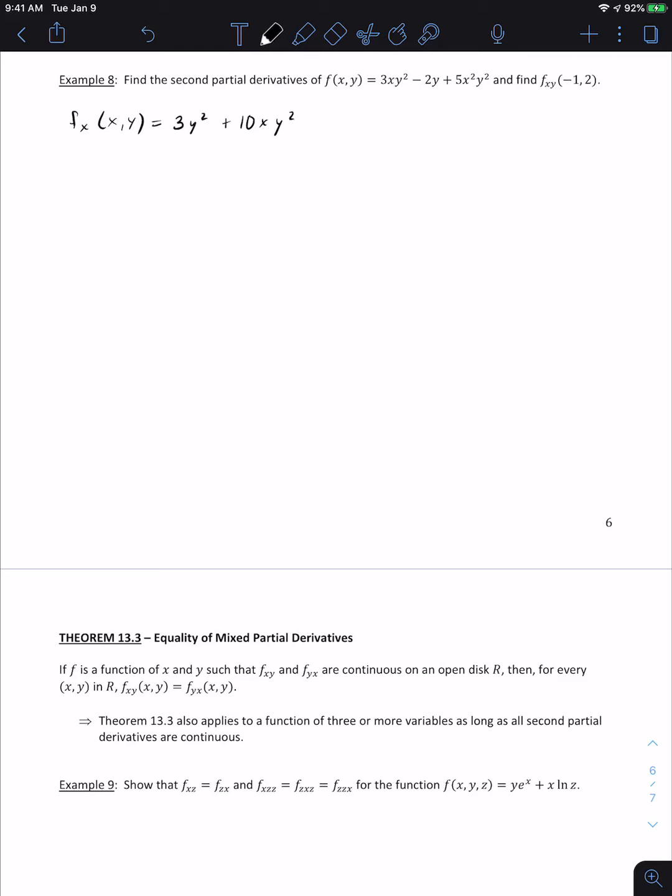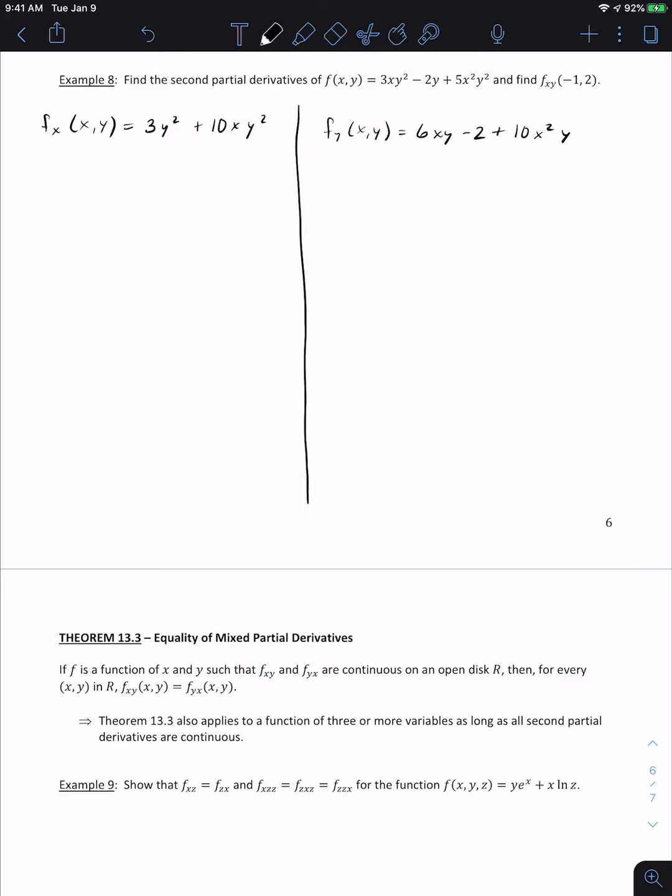Now maybe I'll scoot this over a little bit, and now I'll do the partial derivative with respect to y. In this case, I would get 6xy when I took the partial derivative of the first term, minus 2, because there's a y in that second term, and then plus 10x squared y. So I'm going to put a little vertical bar here, because now I'm going to take partial derivatives with respect to these two. So now let's do f sub xx.